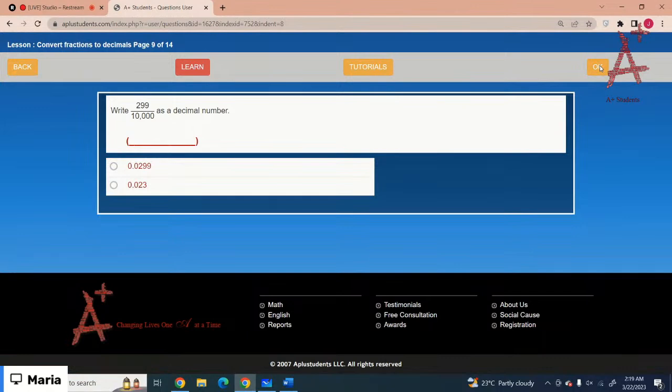The next one is 299 divided by 10,000. Which is the correct option?